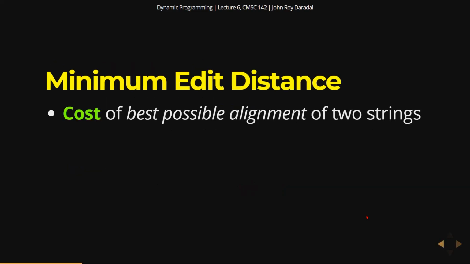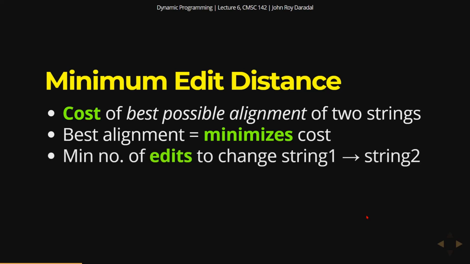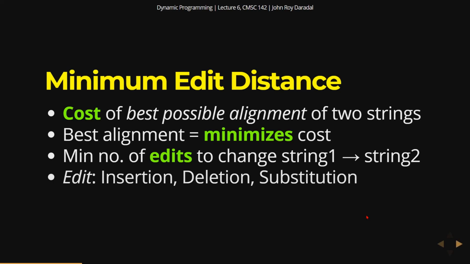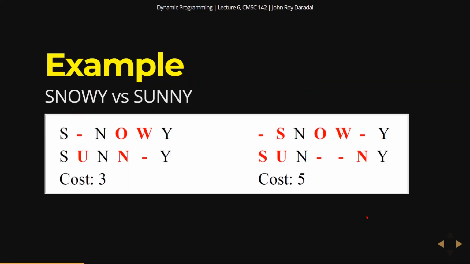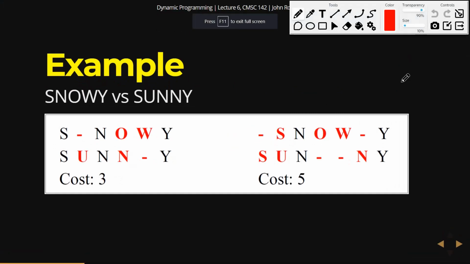So for minimum edit distance, we're trying to find the best possible alignment, and the minimum edit distance is the cost of that best possible alignment. The best alignment is the one that minimizes the cost, so the smallest possible edit. So the minimum number of edits to change string 1 to string 2. Okay, so an edit could be an insertion, a deletion, or a substitution. So in this example, this one is an insertion.